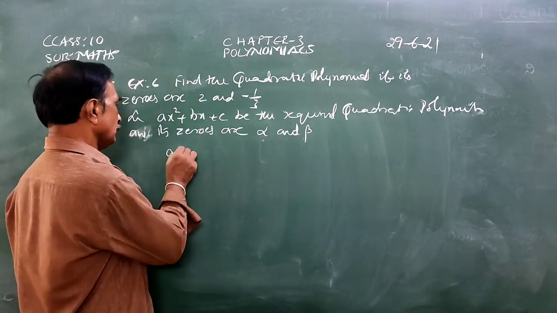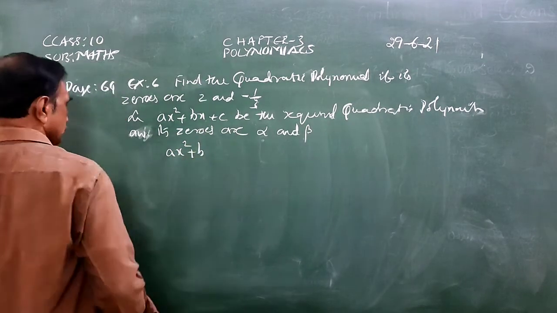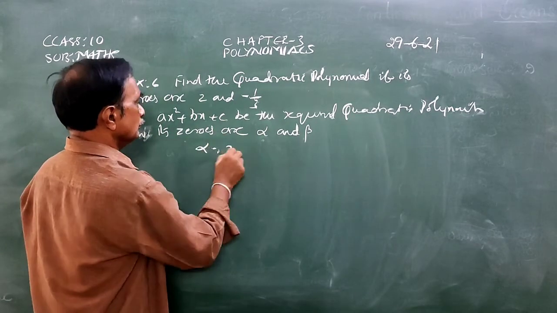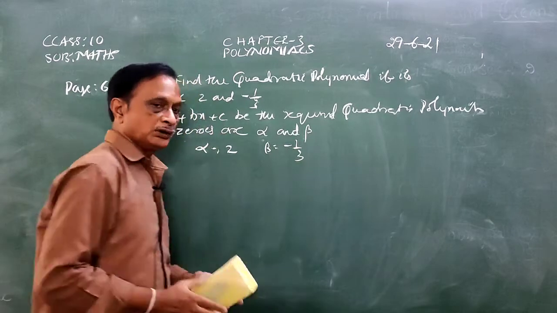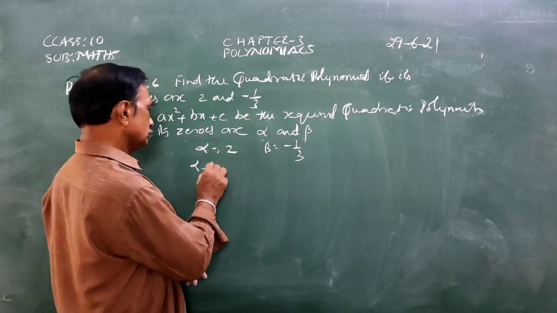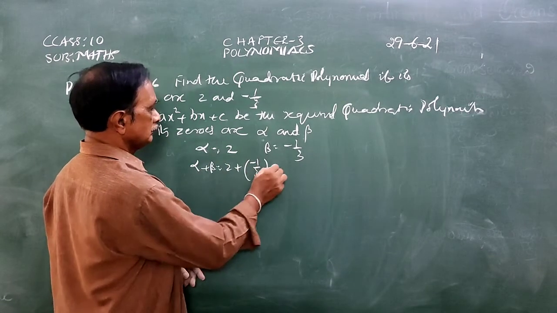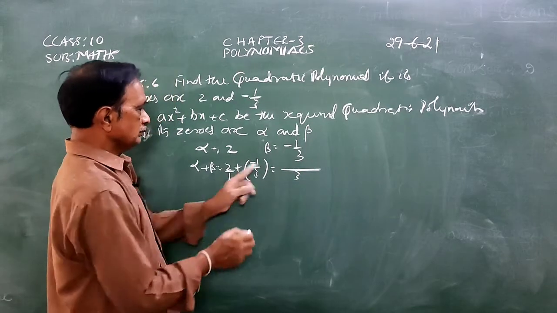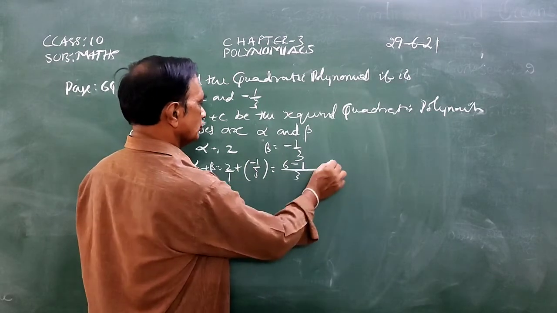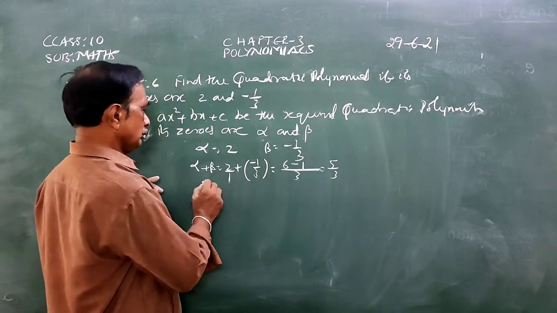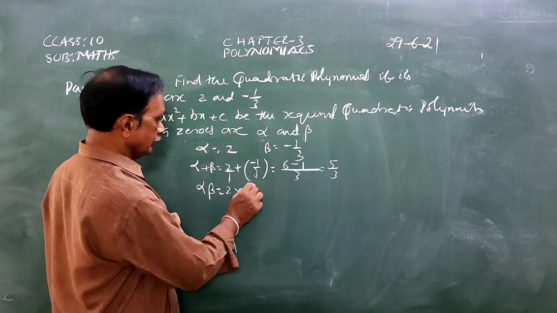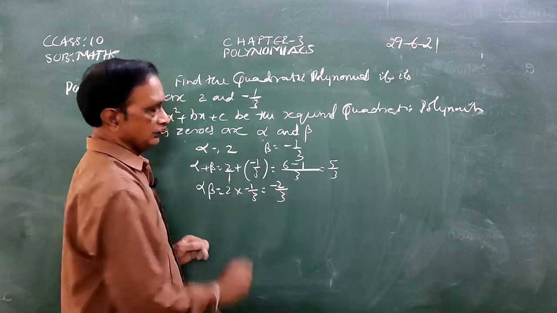First of all, you find alpha plus beta. Let one of the zeros be alpha, that is equal to 2, and beta equal to minus 1 by 3. Now find alpha plus beta: 2 plus minus 1 by 3, 3 is the LCM, 3 times 2 is 6, minus 1, gives 5 by 3. Now alpha into beta means the product of the zeros: 2 into minus 1 by 3, minus 2 by 3.